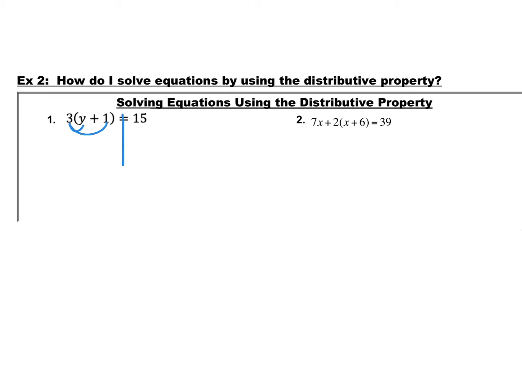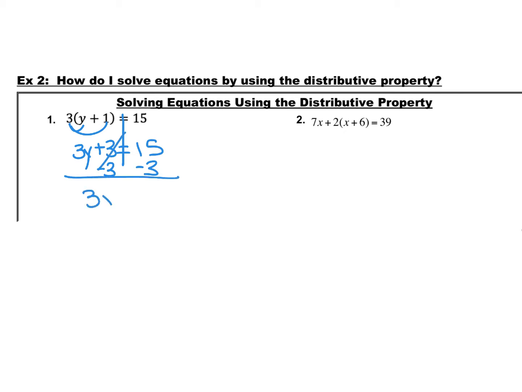And I'll have 3 times y, which is 3y, and then 3 times 1, which is 3, is equal to 15. All right, so now let's take a look, and we want that y all by itself. We're going to isolate the variable by starting by subtracting the 3.